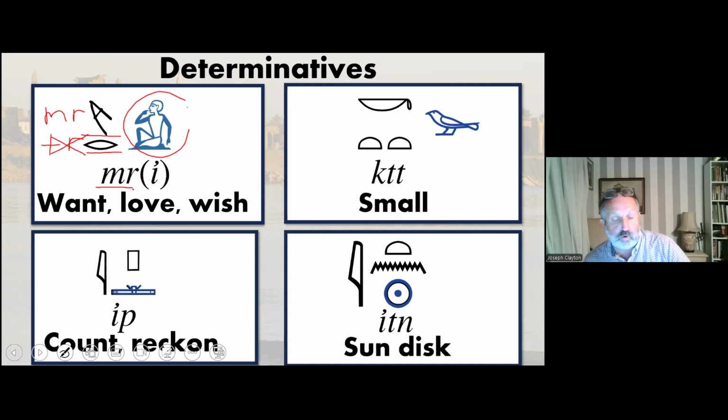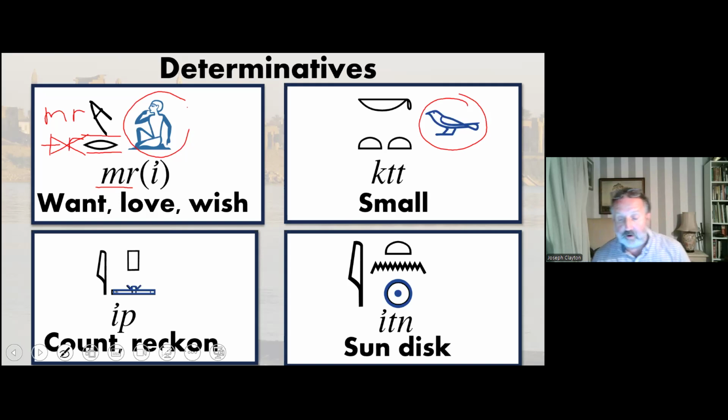And that means to want, to love, or to wish. Now this is another very common determinative. You spell the word out and then put the determinative on the end to show what category it falls into, and that is a sparrow, which is small, bad, or evil, or insignificant, or lowly, or wretched, all those kinds of things.